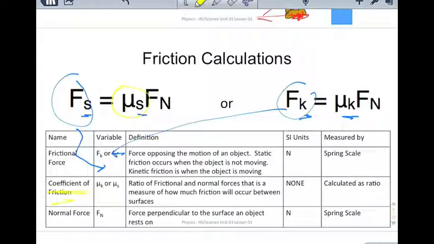Now, mu has no units at all, and it's our first value that we run into that has no units. Mu is a ratio between two forces. If I have newtons over here and newtons over here, I can't have a unit and still have those two things be equal. So this mu term is a unitless value. You cannot measure it. Instead, you have to take a couple of measurements and calculate it. And then the normal force is the force that is perpendicular to the surface an object rests on. It's the force that's exerted by the surface.